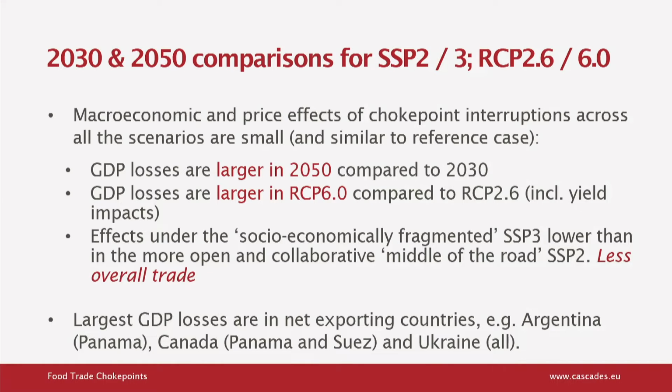The effects under SSP3, which remember is a much more regionalized, less open trade scenario than SSP2, are lower, but that's because there's generally less overall international trade anyway. So you're starting from a more fragmented base point. And generally across all of the scenarios, the largest economic losses are in the net exporting countries, especially Argentina affected by the Panama shock, Canada from the Panama and Suez shocks, and for all of the shocks, Ukraine sees large economic losses.